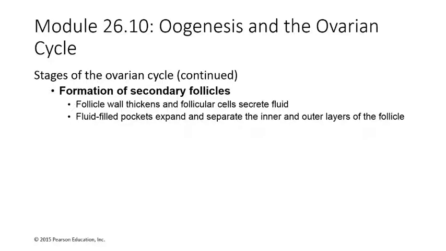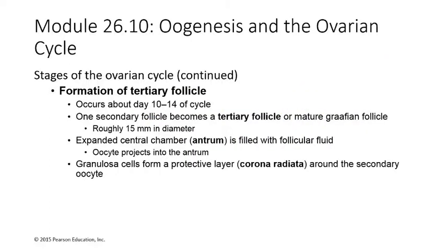Now, some of those primary follicles will continue to develop, and they'll become secondary follicles. And as they become secondary follicles, the wall is going to get thicker, and you'll start seeing some fluid. So if you start seeing fluid on the inside, sort of a hollow cavity around a follicle, we'll now call that a secondary follicle. And that fluid is going to be pushing in between and separating the outer and inner layers of the follicle.